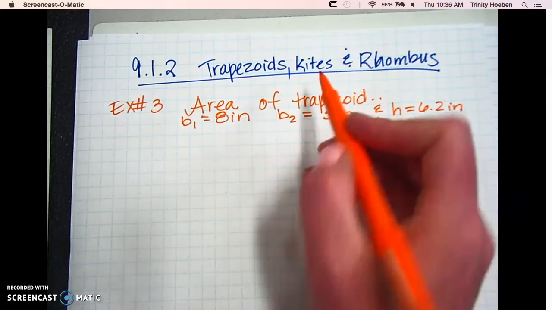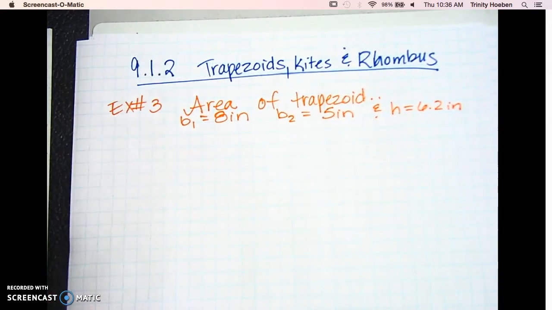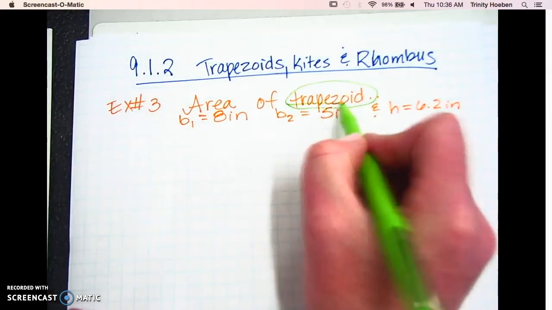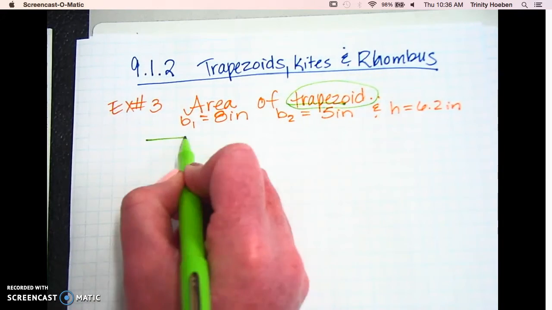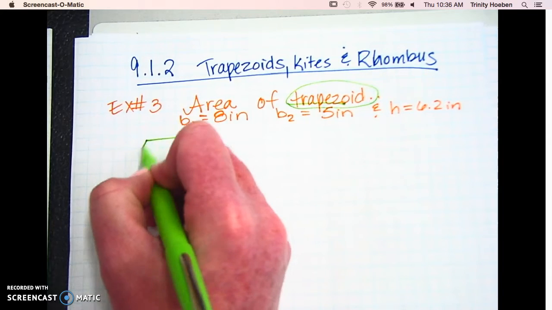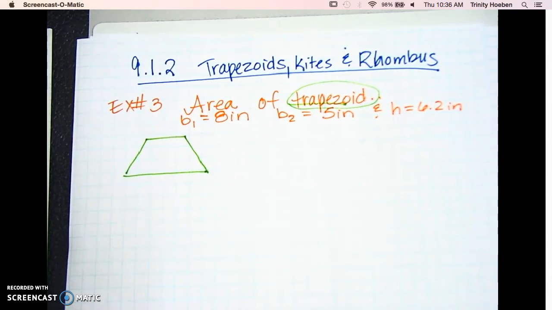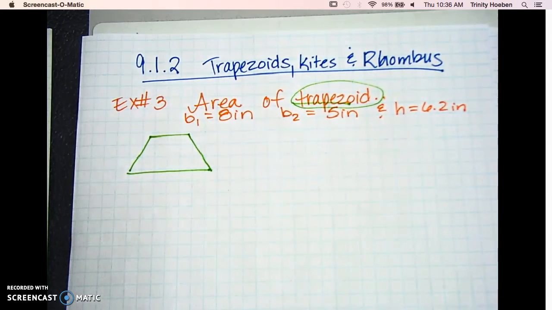So step number 1, you just want to identify what the figure is. Nice of them, just circle it, it's a trapezoid, right? If it helps, you're going to want to draw a picture of a trapezoid. If you're not very good at drawing, you can simply take your formula sheet, stick it underneath your paper, and trace it. Okay, if that works for you.